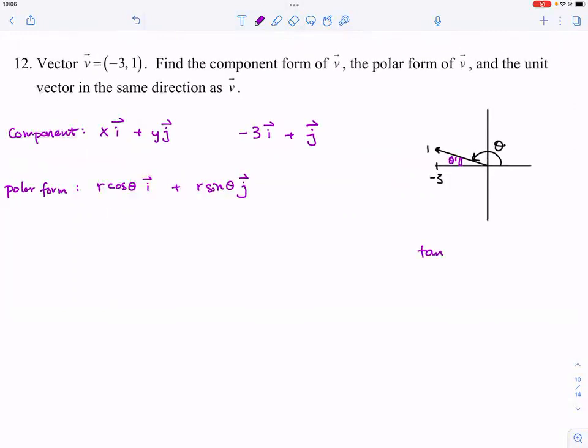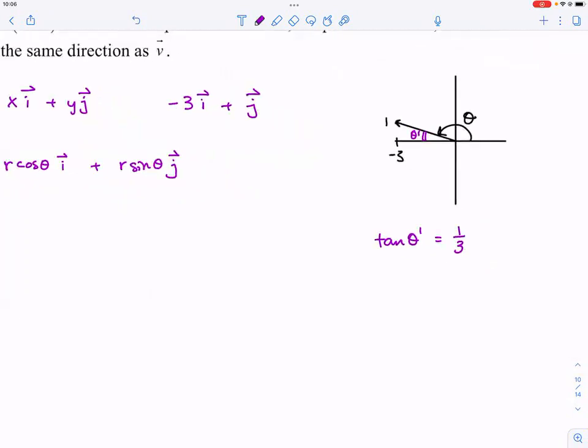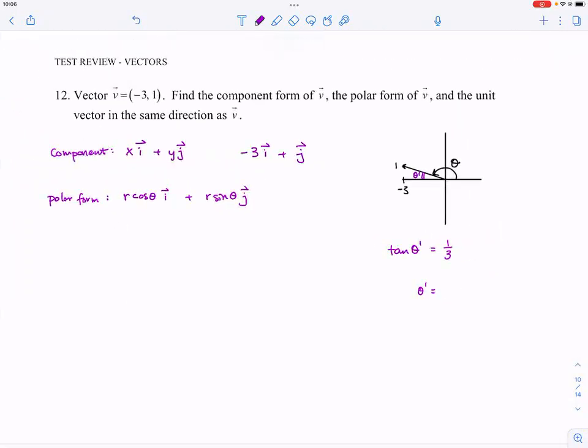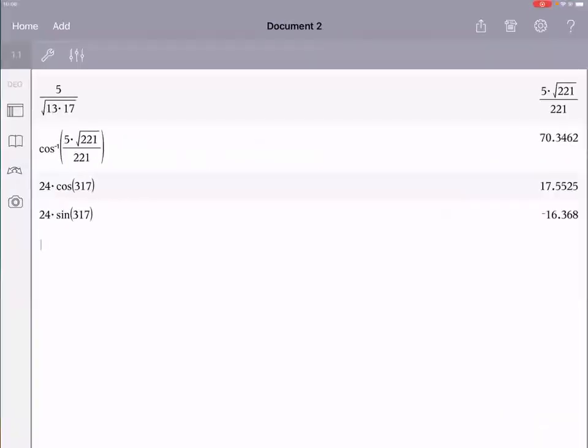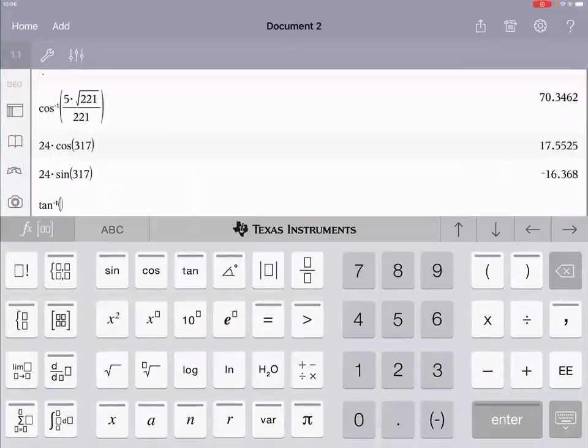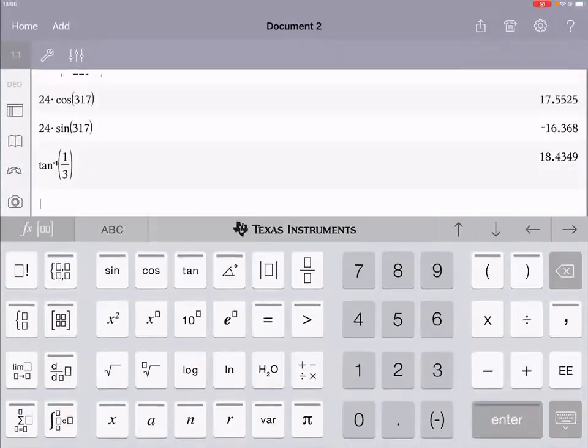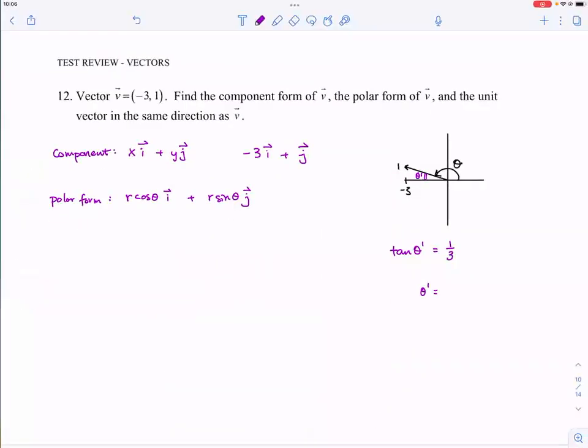So I would say tangent theta prime is equal to 1/3. Now I'm not gonna put the negative here because I'm just looking at this little triangle. I want to find out what angle theta prime is. So I'll go to my calculator and find out what my theta prime is. So tangent inverse of 1/3 is 18.435.